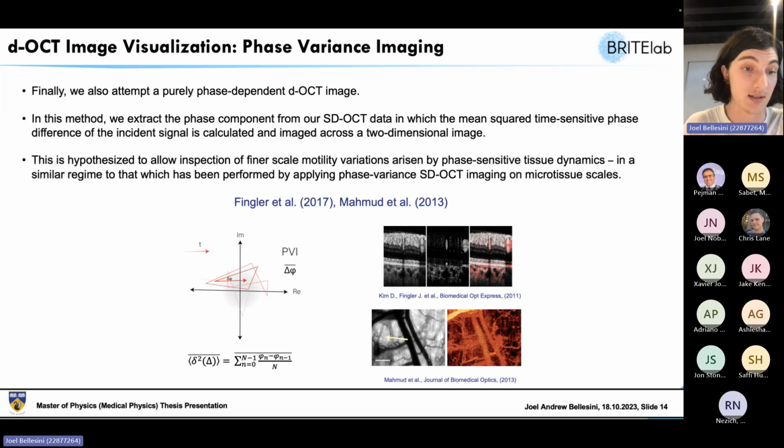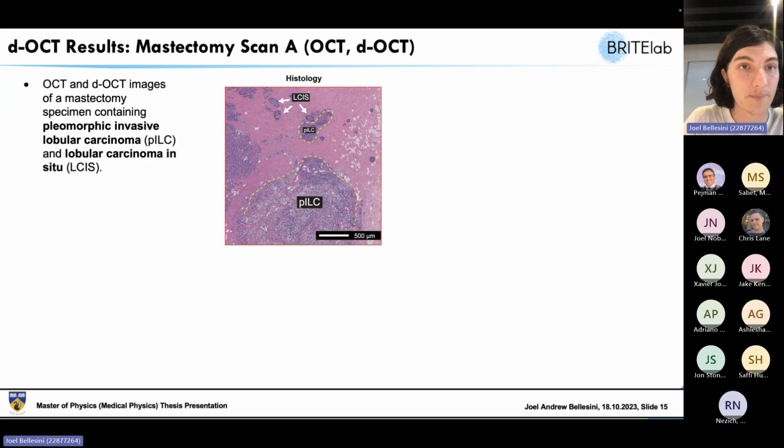It's also worth mentioning this is another processing method which is yet to be performed on breast tissue, which we then perform in our subsequent results.